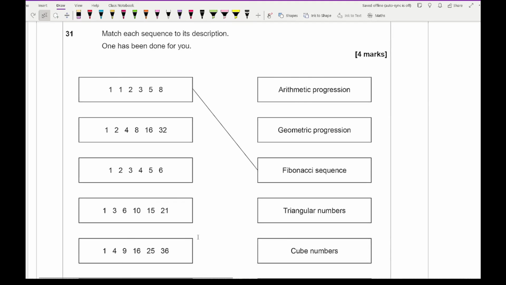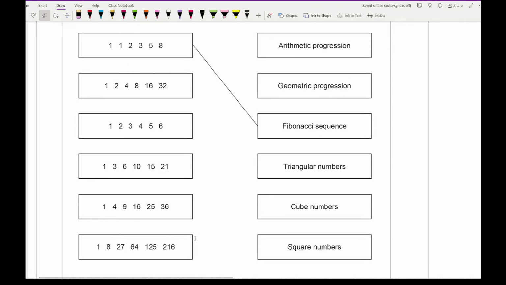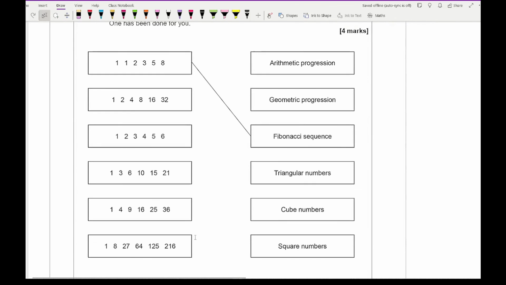Then moving on to question 31, it says match each sequence to its description. So here, if I just zoom out a little bit, we've got all of them. No, we haven't. So let me just get them all on screen. Looking at the first one, hopefully you can recognize that that one is going to be a geometric sequence because the numbers are doubling as we go along. For the next one, you can see you've got a consistent difference between each of the numbers. So that is going to be an arithmetic progression.